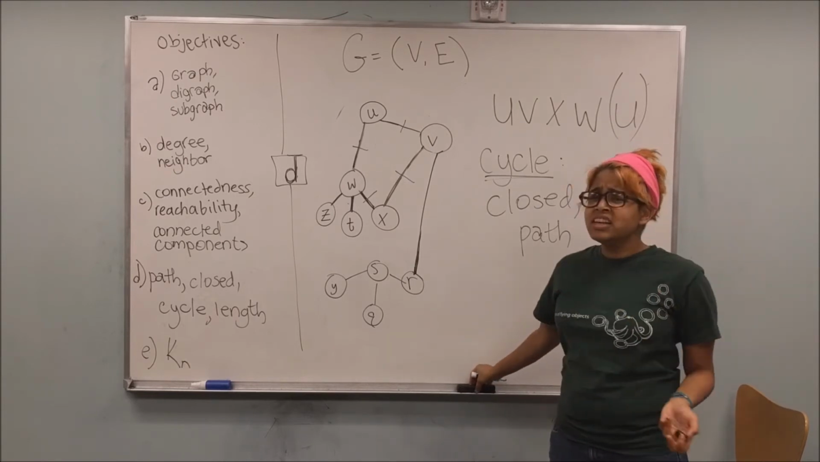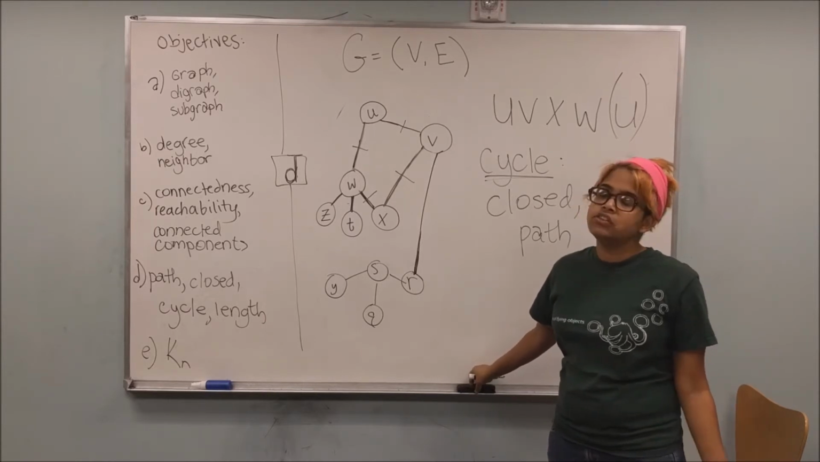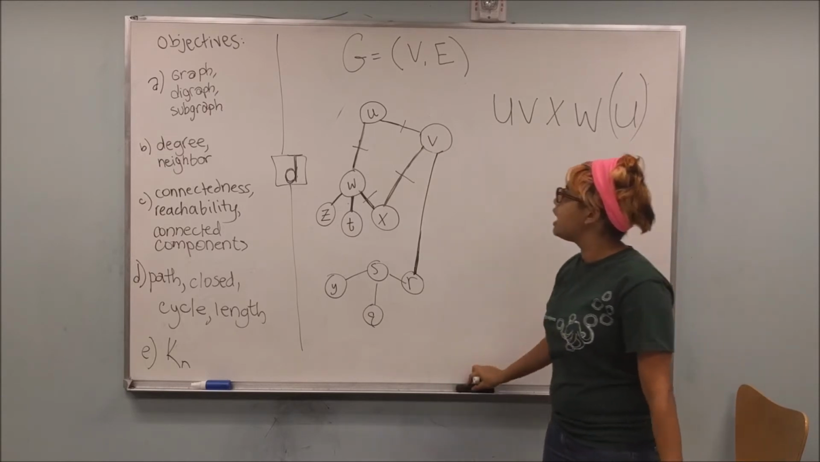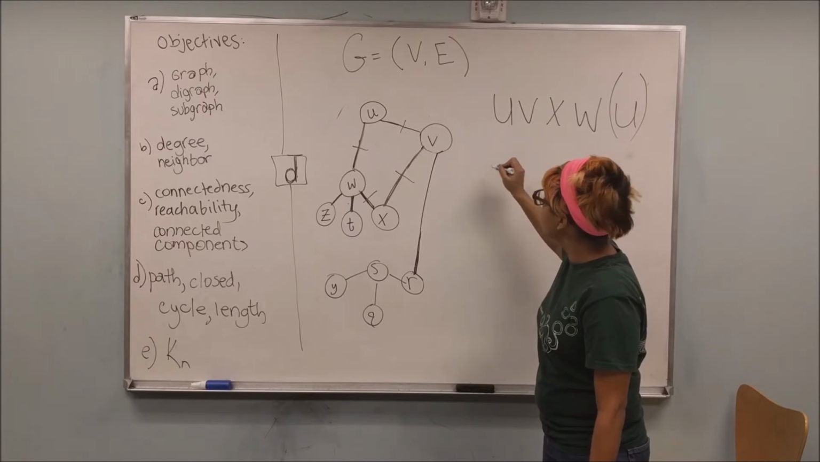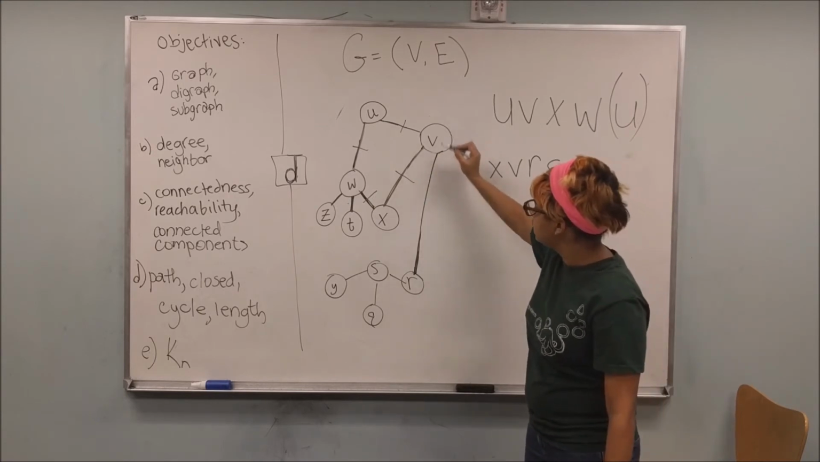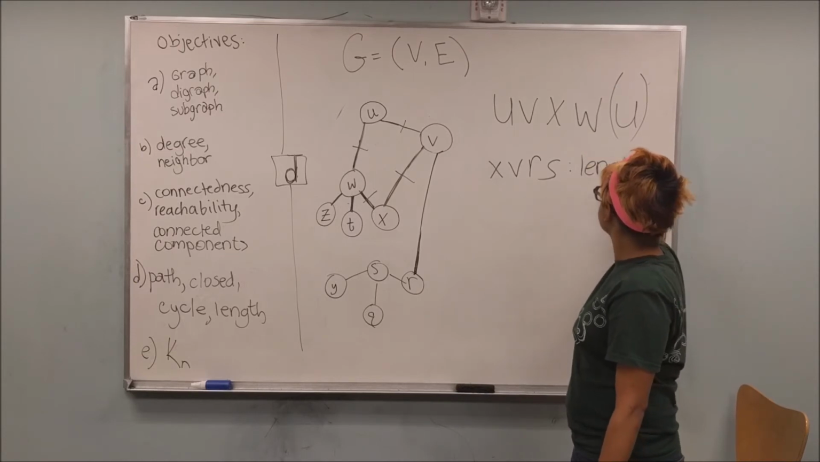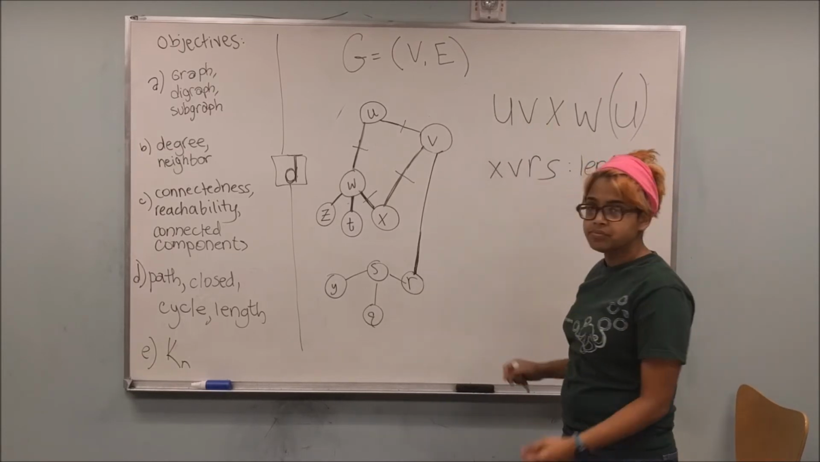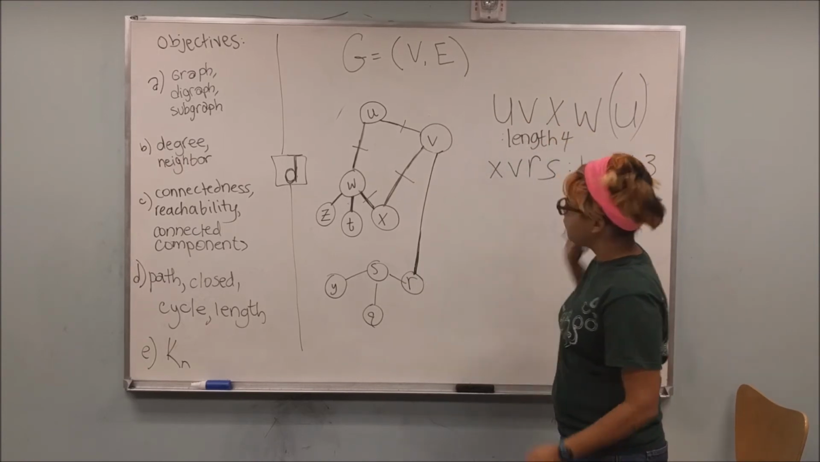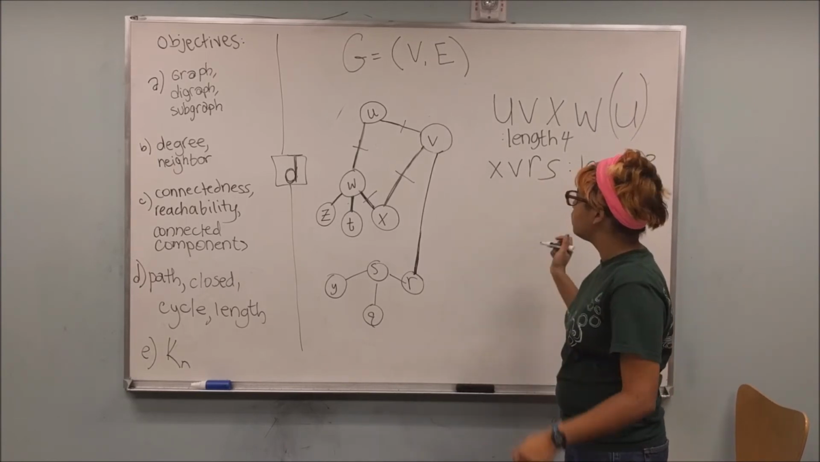All right, in the example of a path, you don't have repeats, but you can still count the number of edges within that path. All right, so an example of that might be, let's say, X, V, R, S. All right, so X, V, R, S, that only has 3 edges. All right, whereas the cycle that we had up here has a length of 4. U, V, X, W kind of looks like a square or maybe a rectangle.